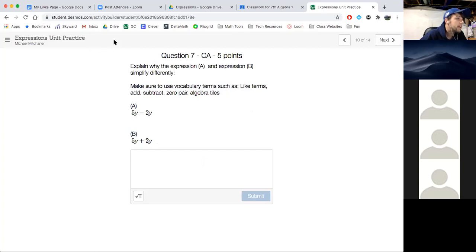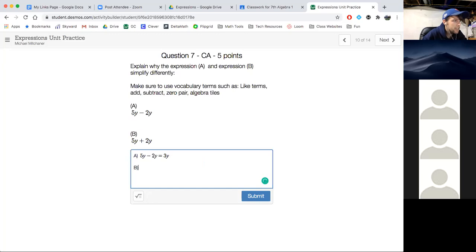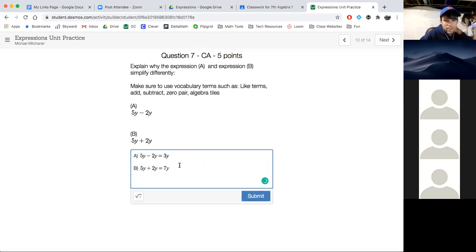Well, this first one, I'm just going to write things out. So A simplifies to be 3y, right? Because when we subtract that, here, I'll just write the whole thing out. 5y minus 2y equals 3y. And B simplifies to be what? It's 5y plus 2y. And when I add those together, 5 plus 2, we get 7y. So that's just kind of a starting point.